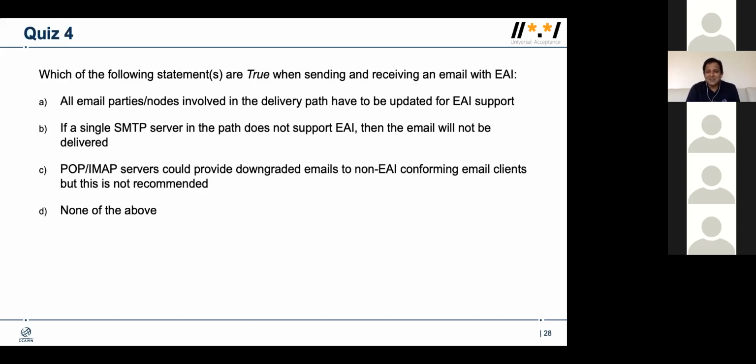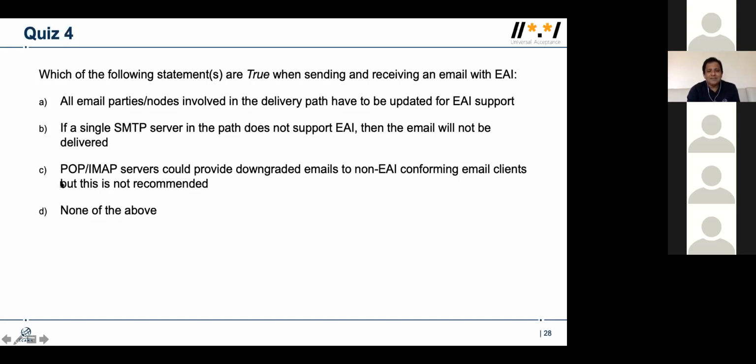All right. So actually here, Mahesh, you're correct, because the answer is A, B, and C. Obviously, a lot of people said A and B. All email parties nodes involved in the delivery path have to be updated for EAI support. Yes, that is right. That's what we discussed. If a single SMTP server in the path does not support EAI, then obviously the email will not be delivered. So B is also right. And remember, you can have multiple answers. That's why we said following statements, in case you provided only one answer.